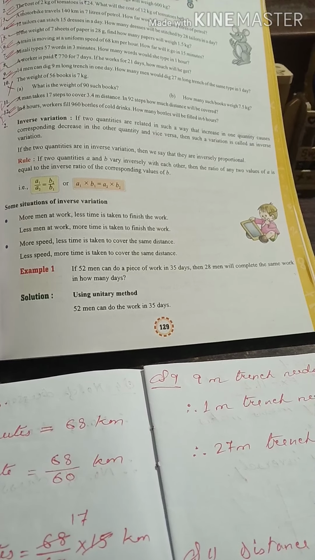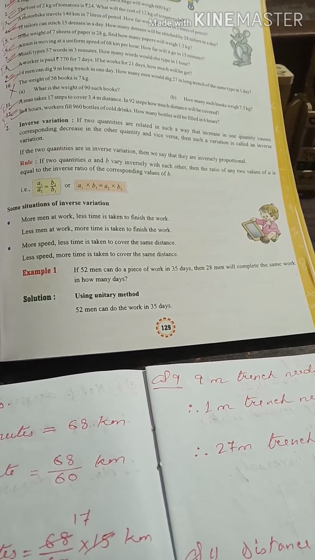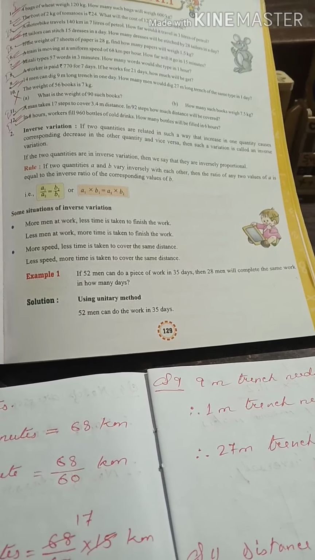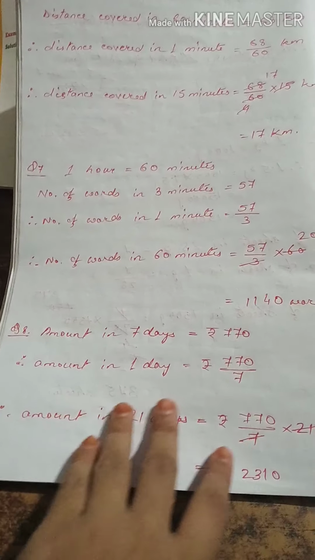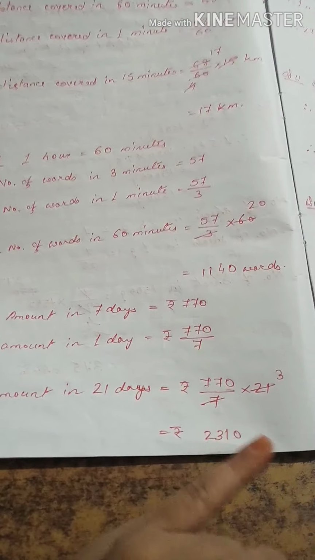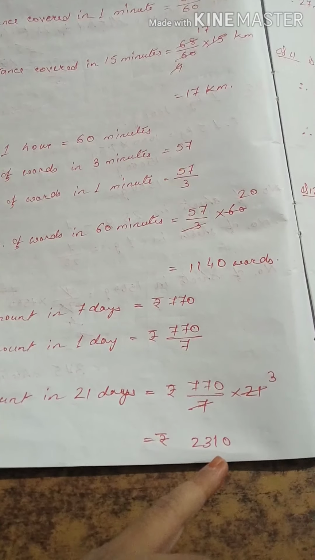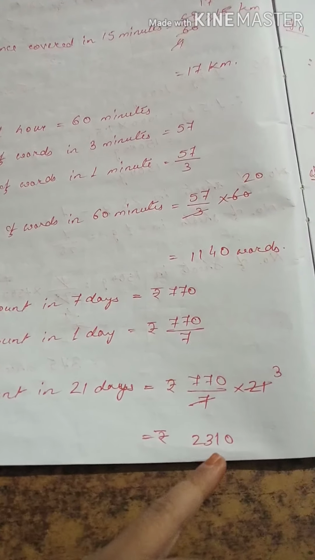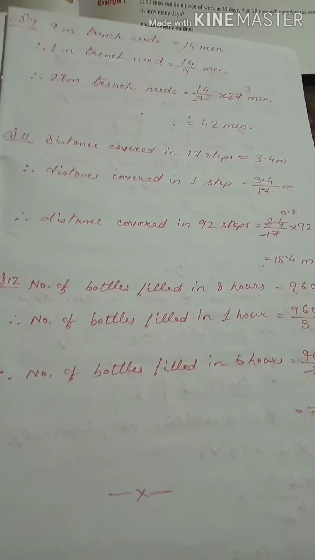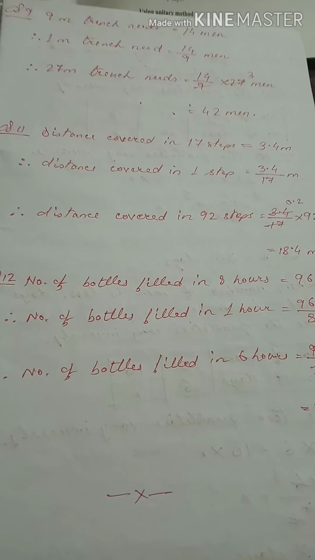Next, question number 8. A worker is paid rupees 770 for 7 days. If he works for 21 days, how much will he get? Amount paid in 7 days is 770. Therefore, amount paid in 1 day is 770 by 7. Therefore, amount paid in 21 days is 770 by 7 into 21. After cancellation, your answer is 2310. Basically, questions 9, 11 and 12 are also of the same type. Please go through them.